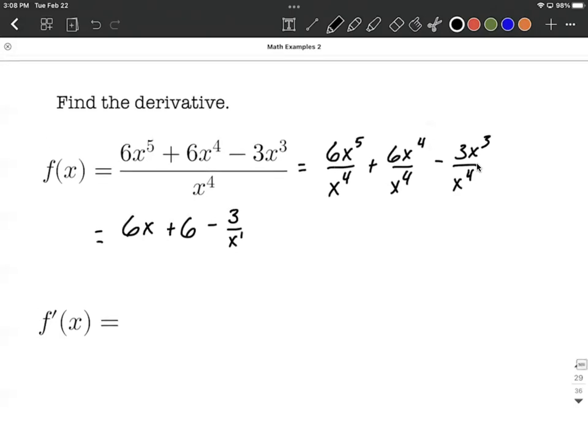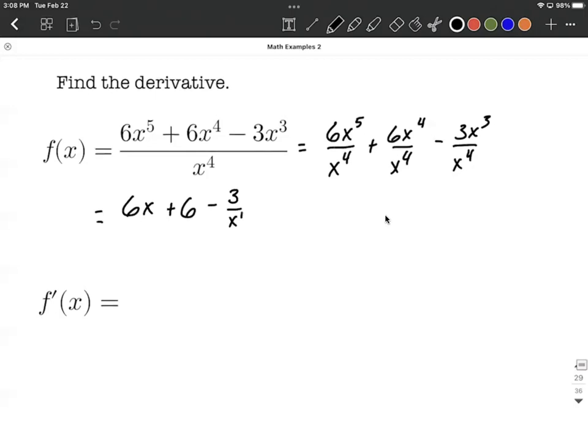Now, we want to take the derivative, but before we do so, let's strategically rewrite this last fraction. This last fraction, we can rewrite it by moving that x up to the numerator and using a negative exponent. So this can be 6x plus 6 minus 3, and then x to the negative first power for that new exponent. Why I want to do this instead of using the quotient rule is because I would rather just use the power rule whenever possible.